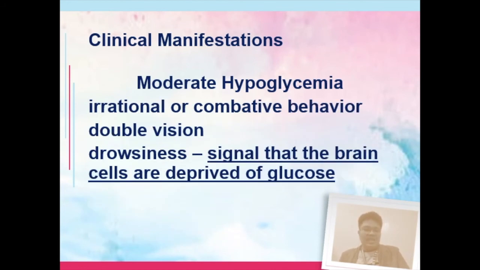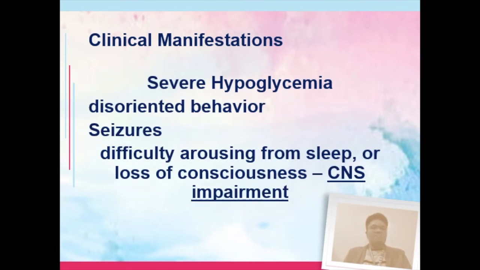Also, your patient may have irrational or combative behavior. That's why you can notice, class, there are patients who would engage in arguments because of decreased blood glucose levels. Double vision is there, and drowsiness is already a signal that the brain cells are being deprived of glucose. Then for severe, the patient may be disoriented already, not knowing time, place, person, and purpose. Your patient may have seizure, difficulty arousing from sleep, or loss of consciousness. So you'll have the progression from lethargy, obtunded, then stupor and coma. Signs of CNS impairment already.